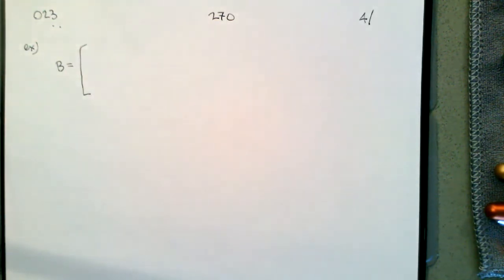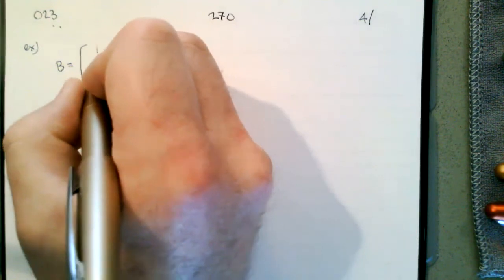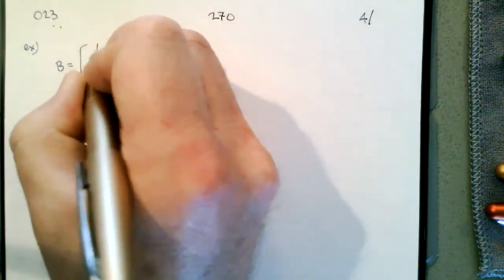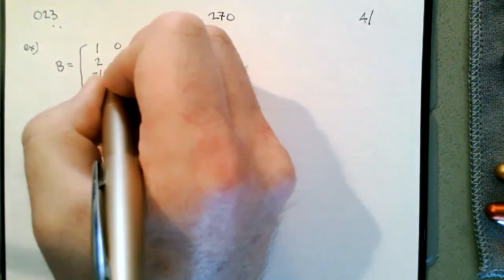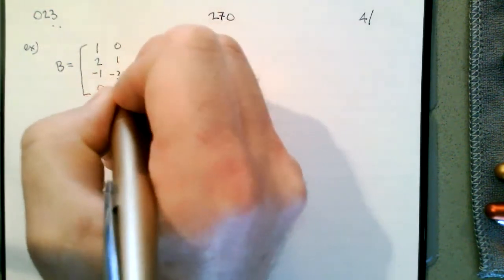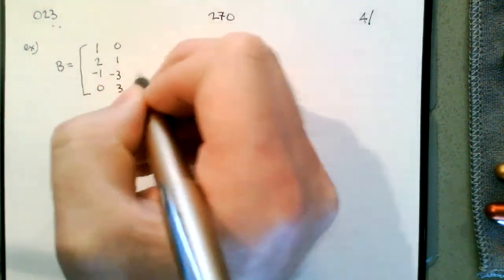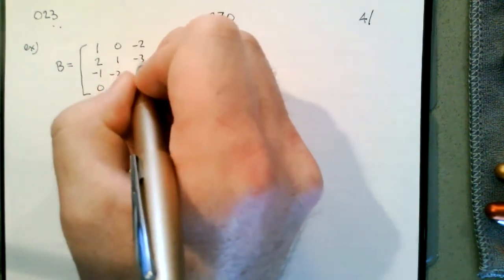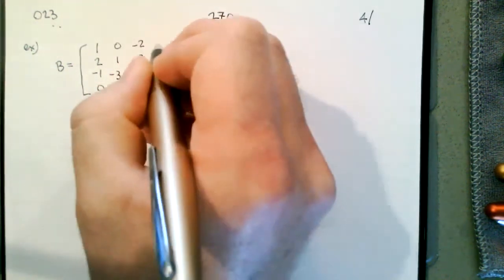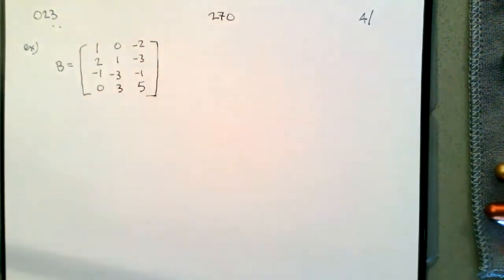So I'm going to say, here's B equals, and clearly I'm not going to be writing an augmented matrix. This is just a local rule. I never name an augmented matrix with just a single letter. So let's look at this matrix. 1, 2, -1, 0, and then 0, 1, -3, 3, and then -2, -3, -1, 5. So I got 4 rows and 3 columns.